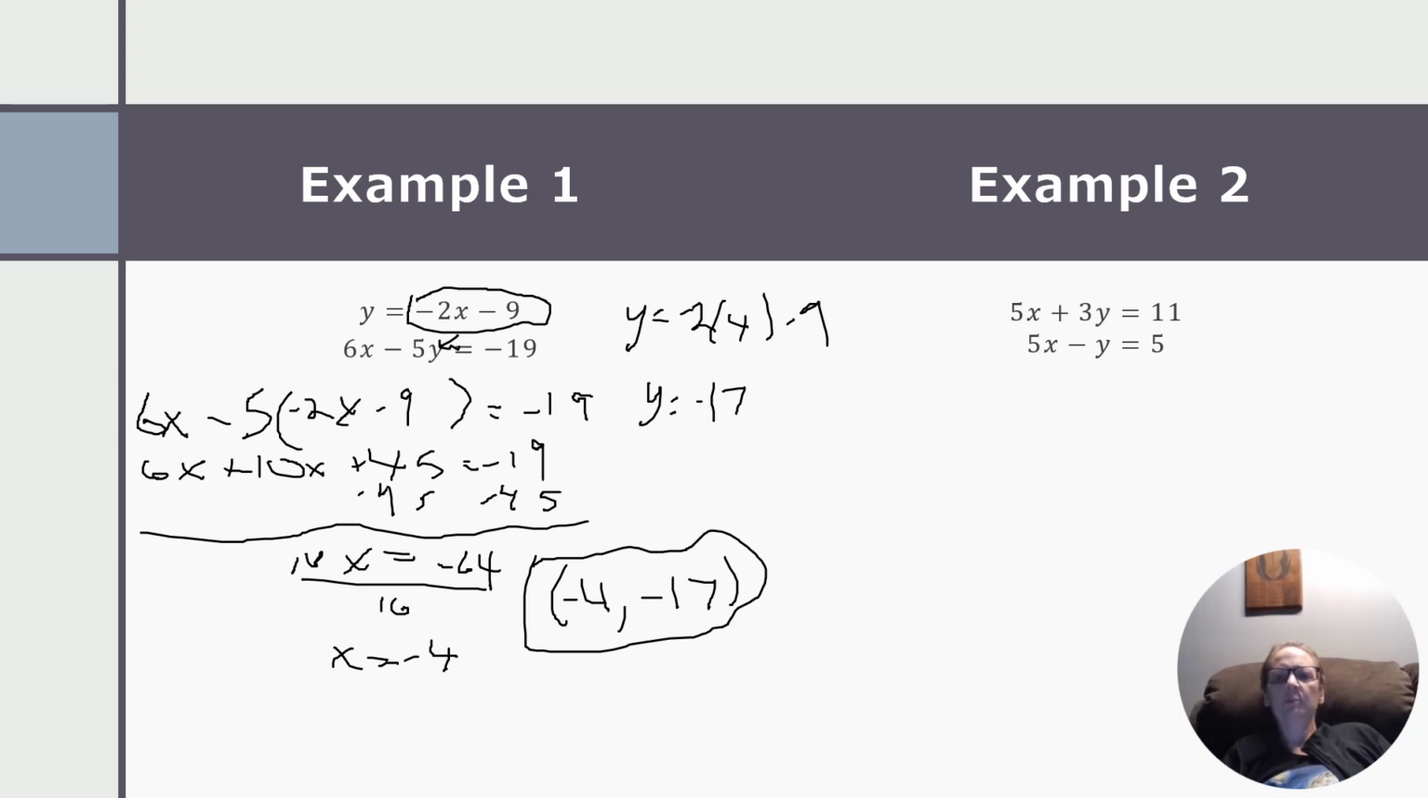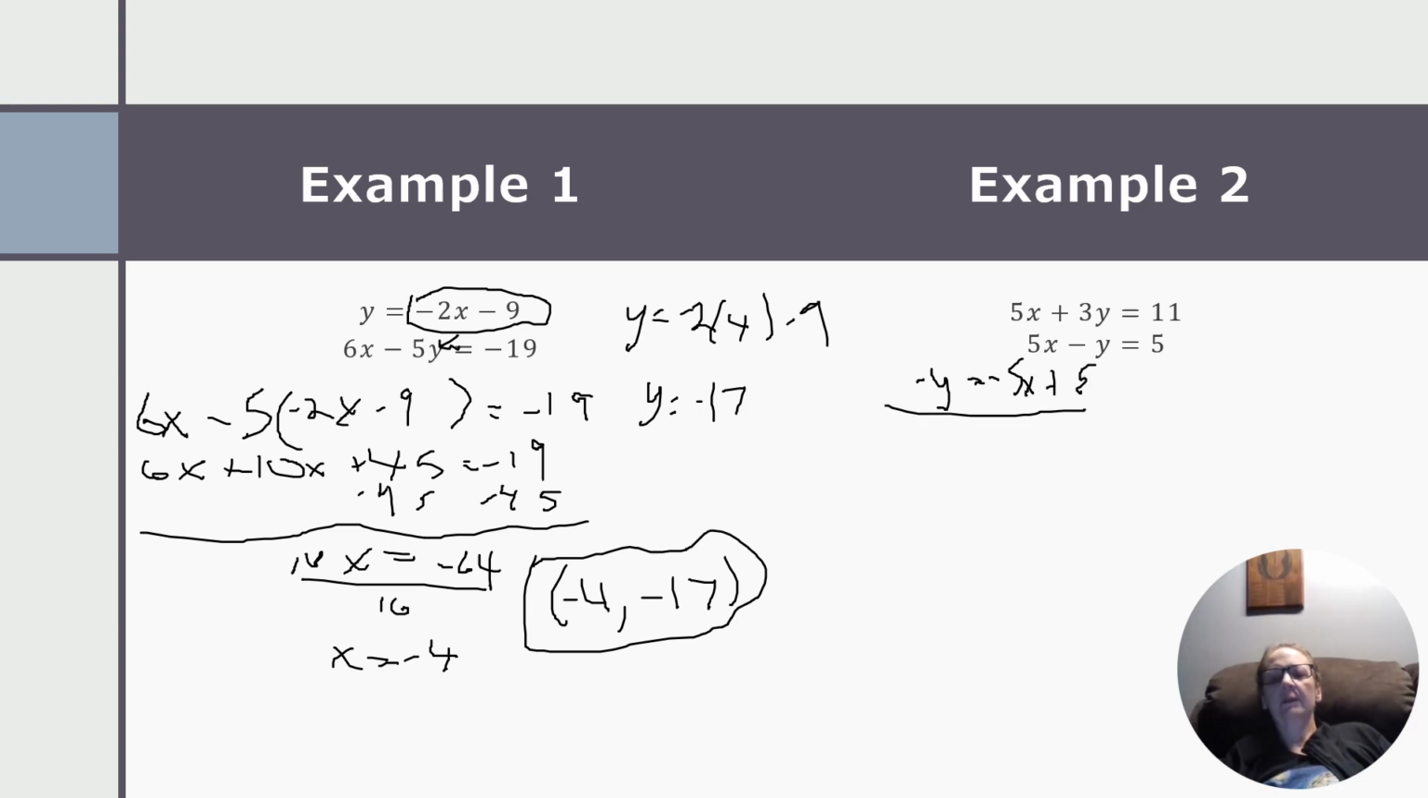In the second problem, neither one of them is solved for either variable. What you want to do when that is the case is look for one that has a 1 in front of the variable, if at all possible. So the x's both have a 5. This one has a 3. This one has a -1, but I'll take that. So I'm going to solve that for y. So I'm going to kick the 5x to the other side, so it's going to become negative on the other side. If you need to write the -5x, go ahead. I'm just not going to do that for brevity's sake.